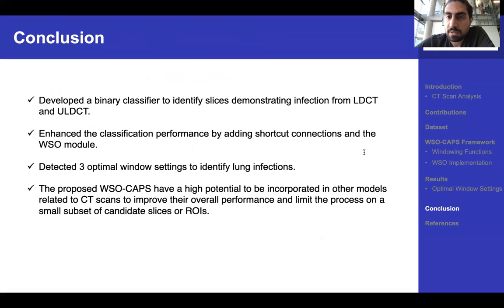As a conclusion, we developed a binary classifier to identify slices demonstrating infection from low and ultra-low dose CT scans. We enhanced the classification performance by adding shortcut connections and the window setting optimization module. We detected 3 optimal window settings to identify lung infections. And we showed that the proposed model has a high potential to be incorporated in other models related to CT scans to improve the overall performance and limit the process to a small subset of candidate slices or ROIs.